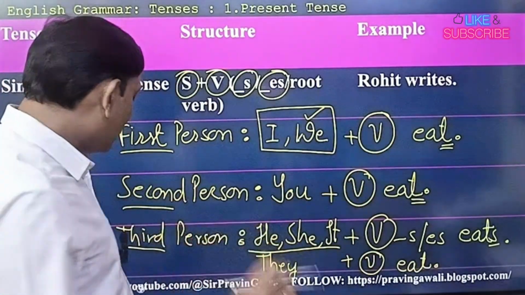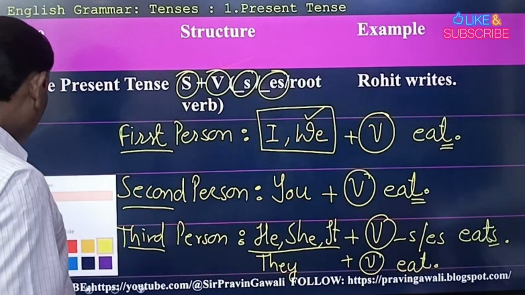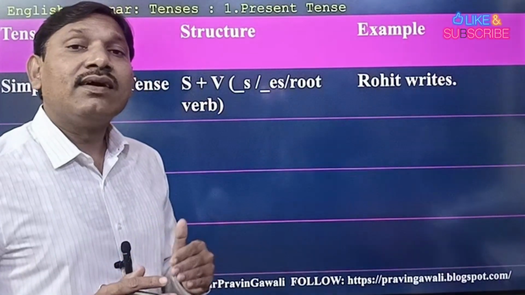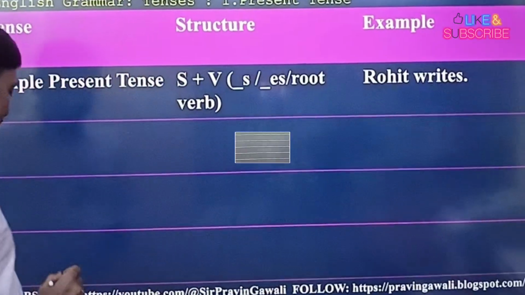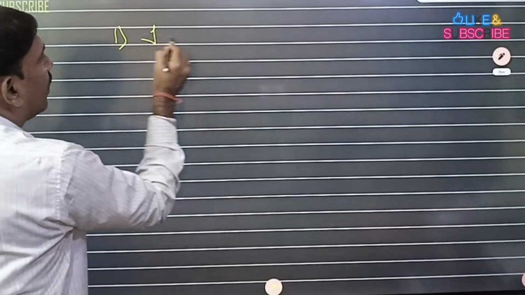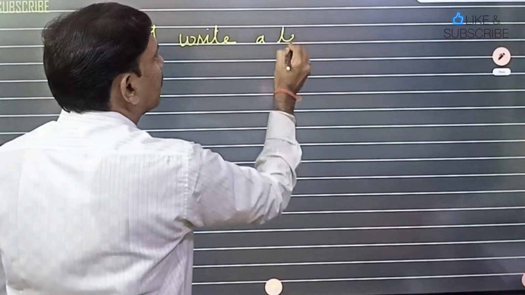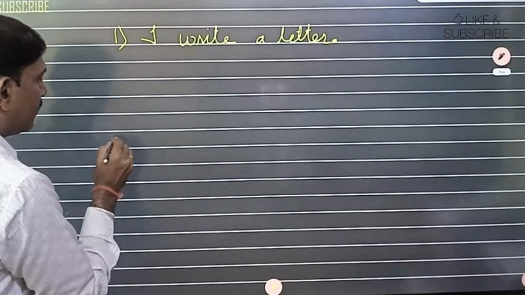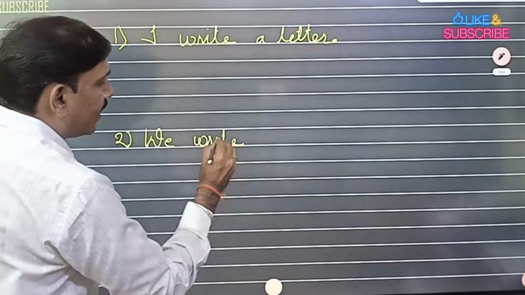Very good. Now, students, let's try to understand with the help of examples. Here we are going to understand some examples and how to make them interrogative as well as negative. Okay, let's try to understand. Students, now see, the first example, let me give you. See here, the first one: I write a letter. The second one: we write a.